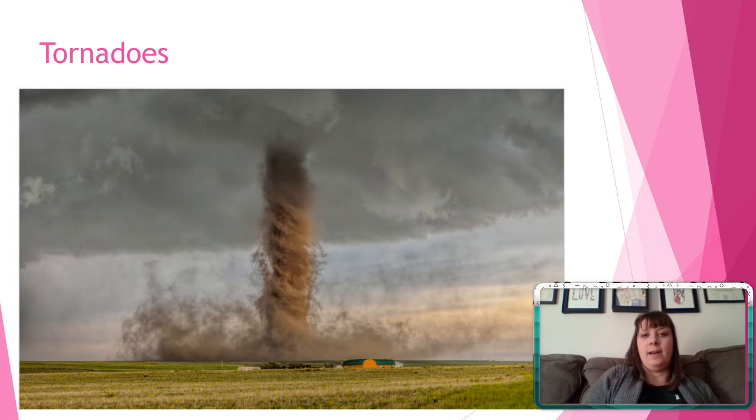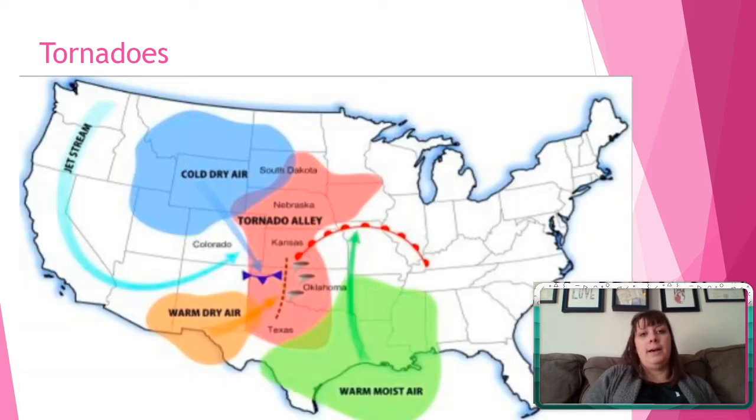Tornadoes. Occasionally we'll get a tornado in Utah, but usually they're not super huge or super powerful. But it is possible to get tornadoes here. Most of the tornadoes, though, we see in the middle of the United States, also known as Tornado Alley. So lots of tornadoes in Oklahoma, northern Texas, Kansas, Nebraska, that area.